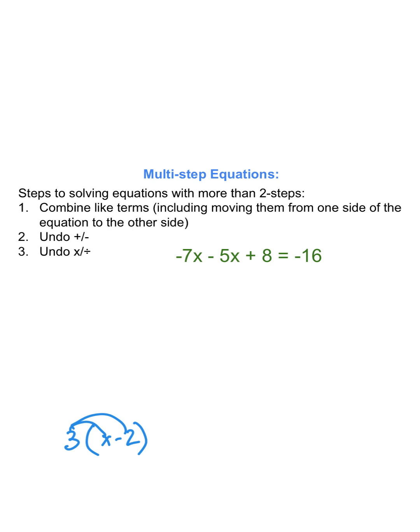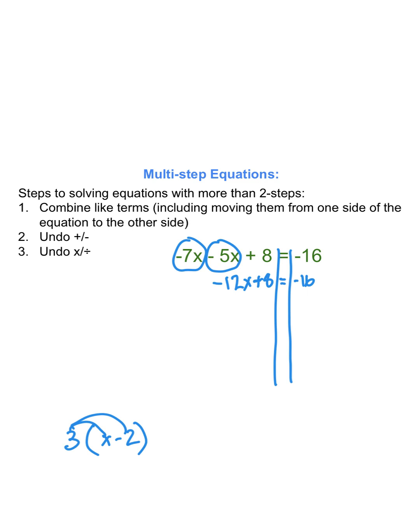So let's go ahead and do this first one. I notice on this first one that I have like terms. Before I begin, I'm going to put those like terms together so I only have one set of x's. So I have negative 7x, negative 5x. Together, I have negative 12x. And this plus 8 could not be combined with that because they're not like terms. On the right-hand side, I didn't do anything with that yet, so I'm just going to rewrite it.